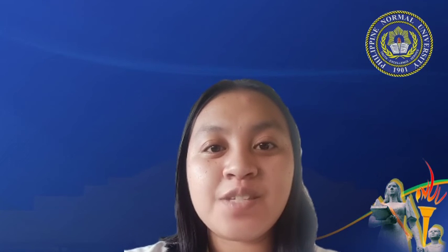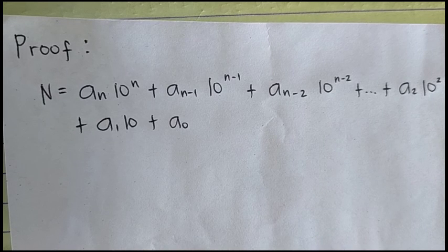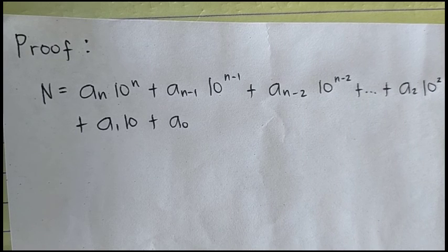And lastly, let's proceed to divisibility by 11. In this divisibility, note that the number n is only divisible by 11 if the absolute difference between the sum of digits in its even positions and the sum of digits in its odd positions is 0 or 11 is divisible by 11. So let's prove this one. N is equal to a sub n times 10 raised to n plus a sub n minus 1 times 10 raised to n minus 1 plus a sub n minus 2 times 10 raised to n minus 2 plus ... plus a sub 2 times 10 raised to 2 plus a sub 1 times 10 plus a sub 0.